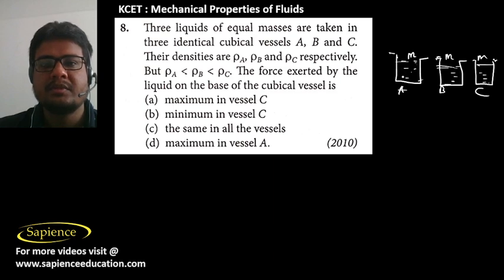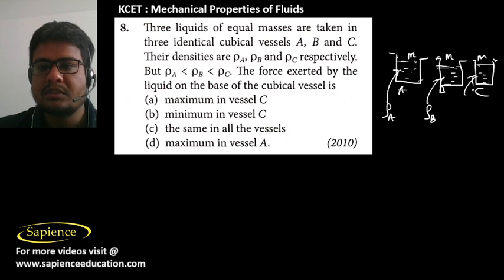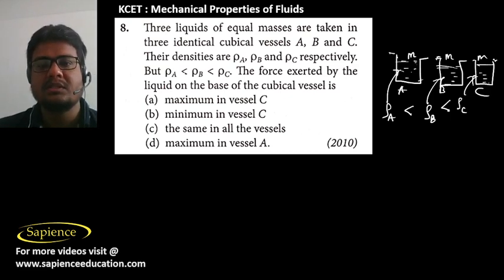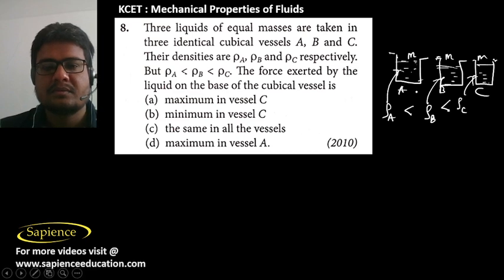Three liquids. It means their densities are not same. Their densities rho A, rho B and rho C are respectively. So rho A is the density of the liquid A, rho B is the density of the liquid B, and rho C is the density of the liquid C. But rho A is the least and rho C is the highest. The density of C is the highest. The force exerted by the liquid on the base of the cubical vessel is, on the base of the cubical vessel, the force exerted.